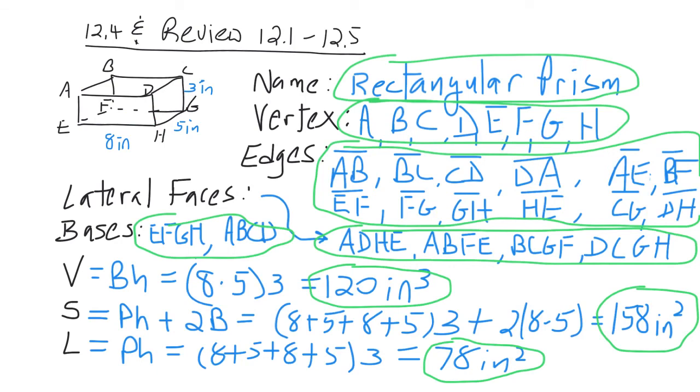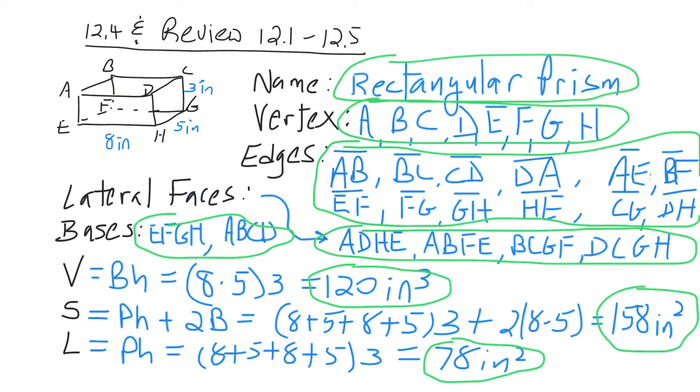The edges are segments, so they have two letters with a little segment over the top, AB, BC, etc. We got 4 on the top, 4 on the bottom, and 4 that go up and down. So there's 12. The lateral faces are the ones on the sides, not the top and bottom. And I used 4 letters, for instance, for the front, A, D, H, E, but I really only have to use 3 letters. So any 3 of those 4 would be the right answer.